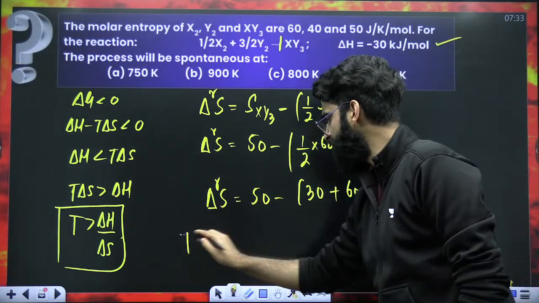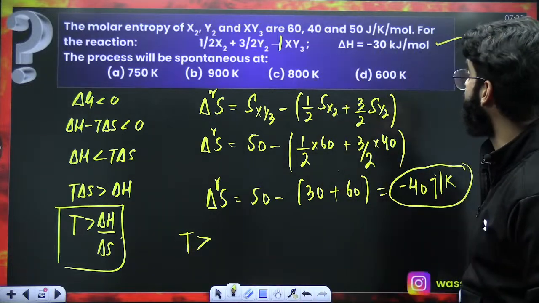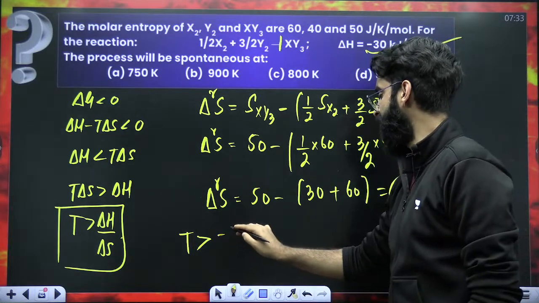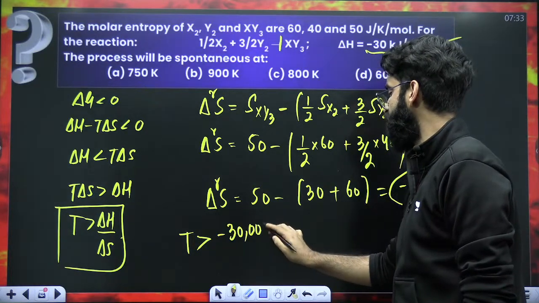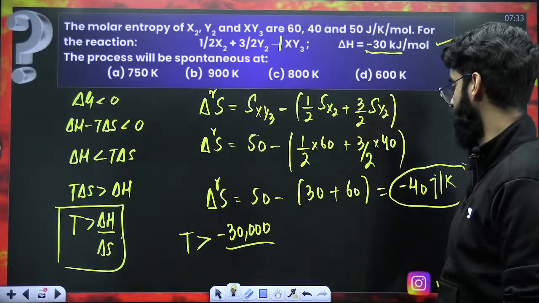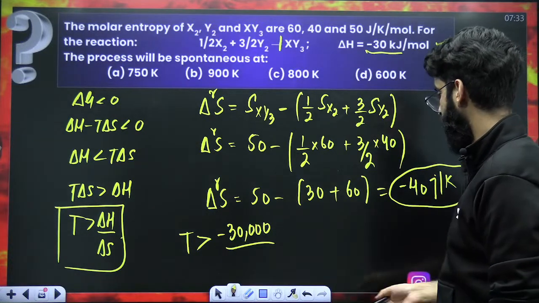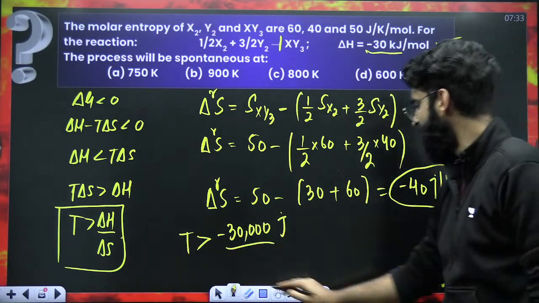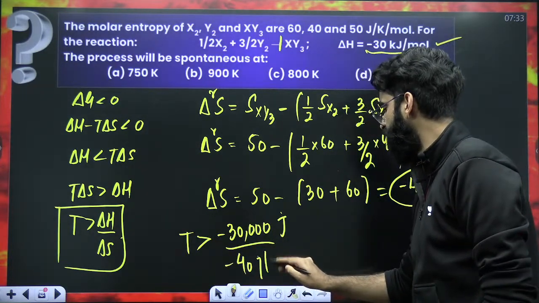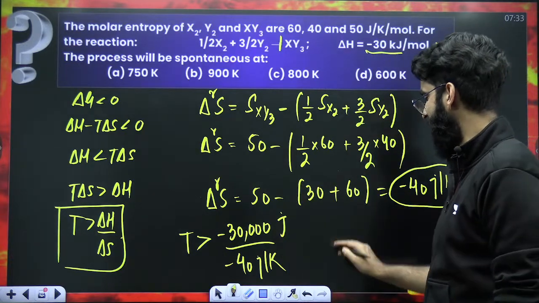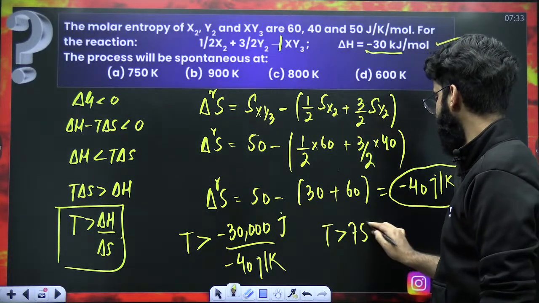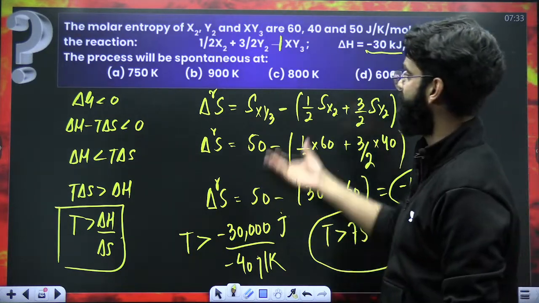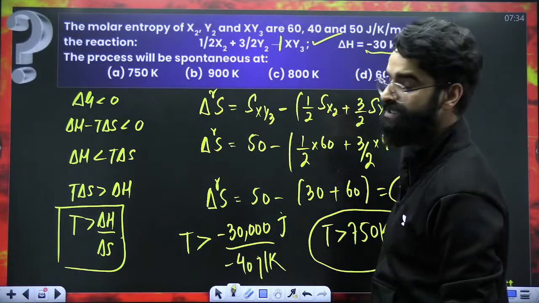And we know temperature has to be greater than delta H upon delta S. Delta H is minus 30 kilojoules, so convert it into joules: minus 30,000 joules. Minus 30,000 joules divided by delta S, which is minus 40 joules per Kelvin. So minus minus cancel. Temperature has to be greater than 750 Kelvin. Then only we can say this particular process will be spontaneous.